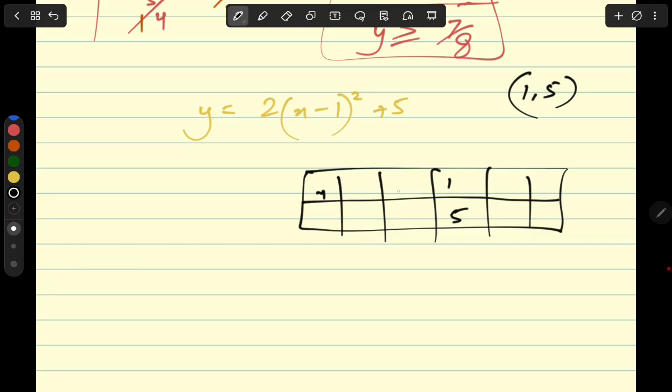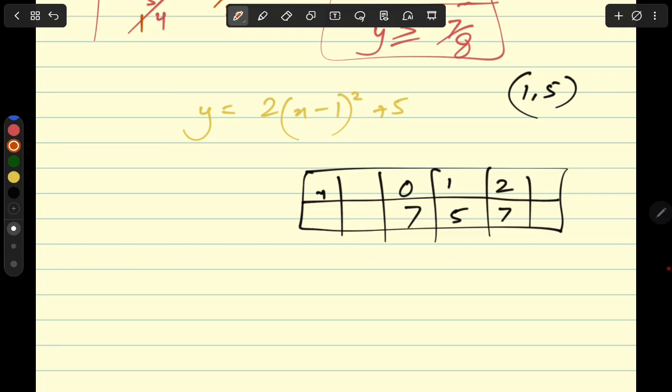Now, if I take x is equal to 0 or x is equal to 2, at x is equal to 0, I get minus 1 square, which is 1. 1 times 2 is 2. 2 plus 5 is 7. And if I take x is equal to 2, 2 minus 1 is also 1. 1 square is 1. 1 times 2 plus 5 is also 7.